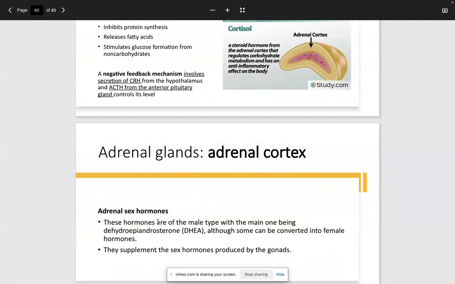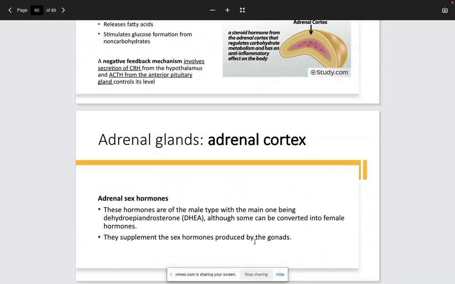These sex hormones are going to be produced by the gonads in response to ACTH, remember, secreted from the pituitary gland. And it's going to come in the form of DHEA for our purposes. You just need to know adrenal sex hormones.